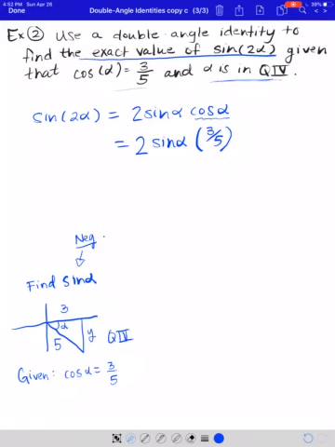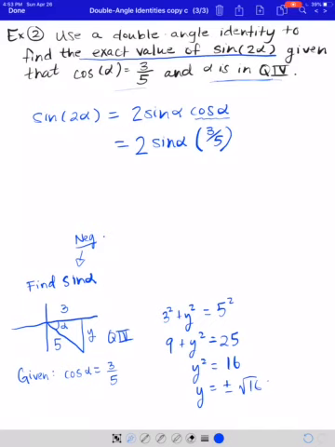So if we use our Pythagorean theorem, we'll have 3 squared plus y squared equal to our hypotenuse squared, so 5 squared. So 9 plus y squared is equal to 25. I'll get y squared is equal to 25 minus 9, which is 16. So y is equal to plus or minus the square root of 16, which is plus or minus 4. But again, we know since we're in the 4th quadrant, this y value should be negative. So what we'll get for sine of alpha is -4, and then of course over the hypotenuse, 5.